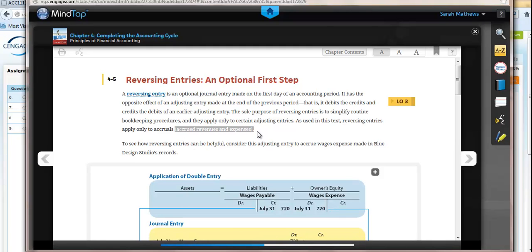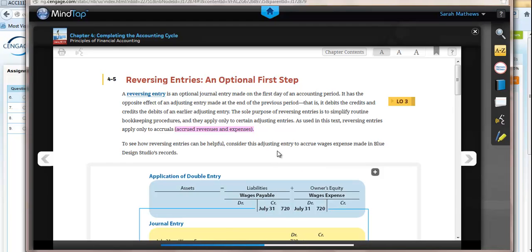So the first thing I want to point out is reversing entries are only done on accrued revenues and accrued expenses. So previously, you've done some assignments where you've talked about what is a deferral and what is an accrual, and there were some printouts I hope you took the opportunity to look at to help further explain the difference between the two. So in looking at reversing entries, it's an optional journal entry. It doesn't have to be completed.